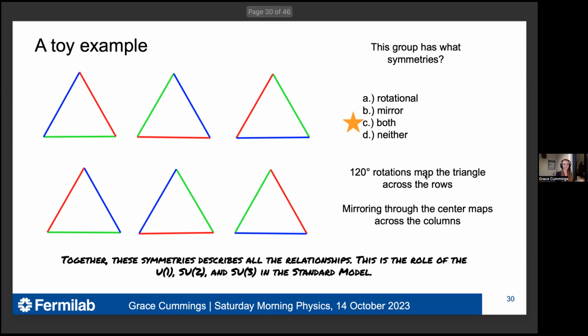And the answer is yeah, both. So together, these symmetries describe all of the relationships between these triangles. It is indeed both. This is the role of the U1, SU2, and SU3 symmetries of the standard model.